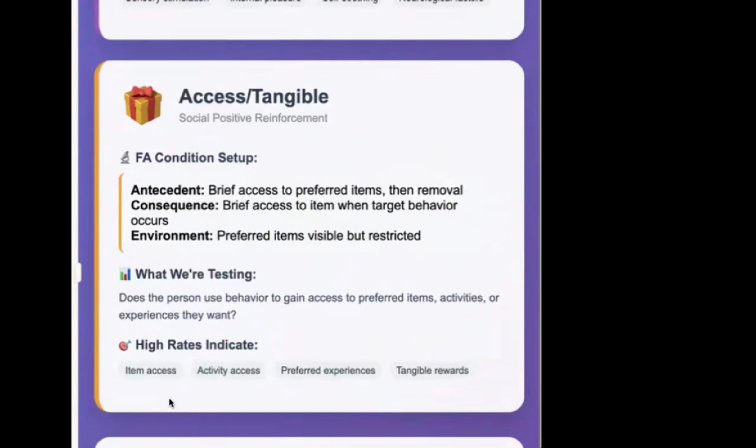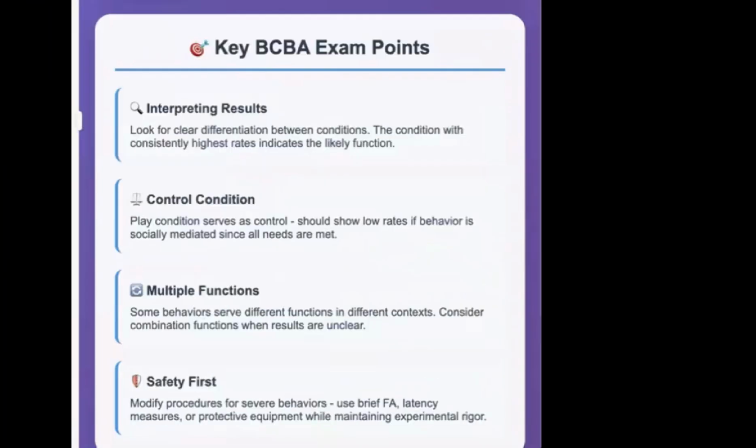Access to tangible would be another one that we might test for. And this is where you give brief access to a preferred item and then you remove that after the target behavior happens. And if the target behavior persists, we know that they are trying to seek access to that preferred item. We're really trying to test, does this person use the behavior to gain access to preferred items, activities, or experiences that they want? For the BCBA exam, key points when you're looking at FAs, really interpreting results, you want to look for clear differentiation between conditions.